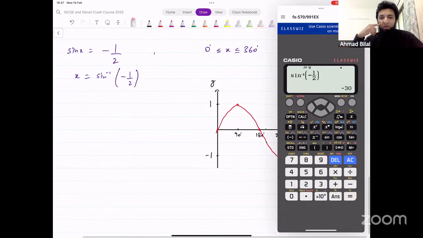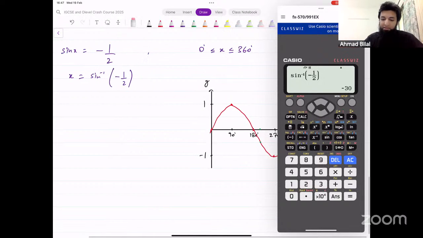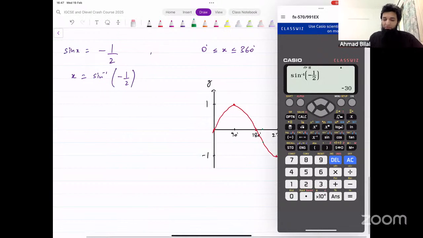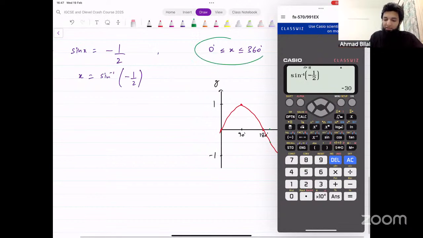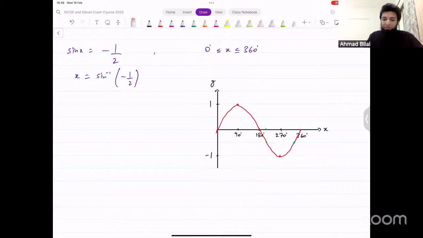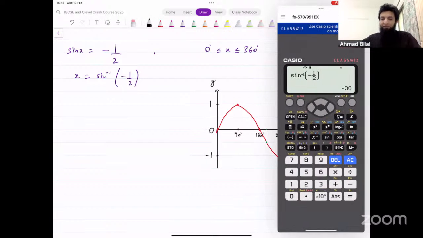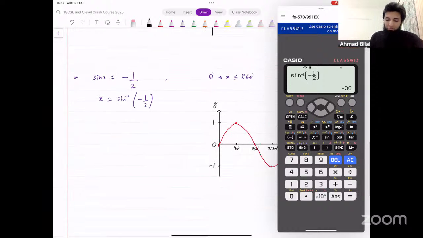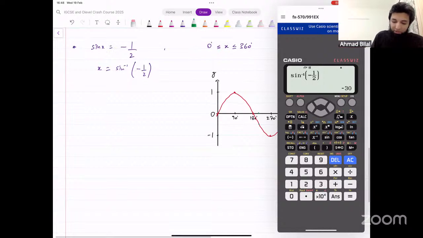But now you realize, okay, this is negative 30. This is outside your interval. The interval is from 0 to 360. You are getting negative 30 from your calculator. And the graph that you have is also from 0 to 360, right? This is the graph that you have. It's going from 0 to 360 here. Whatever value you get on the calculator, if it's a negative value, you're going to add 360 to that.